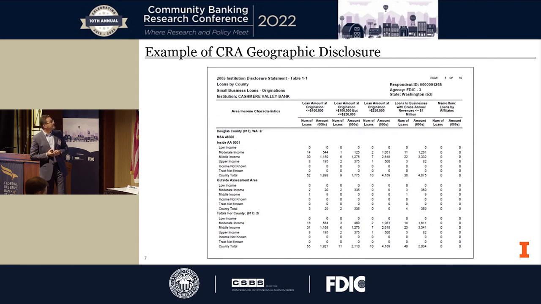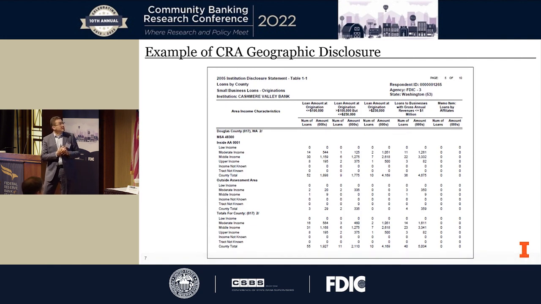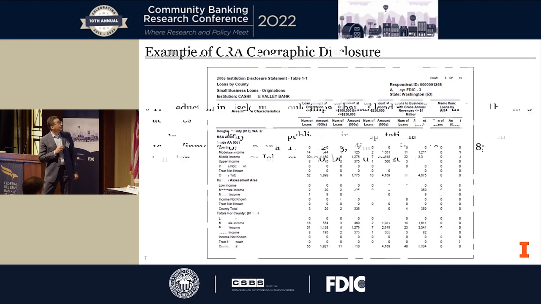So here is what that CRA disclosure looks like. This is in year 2005 by a bank called Kashmir Valley Bank. If you look at column number 4, we see the data in terms of loans to businesses with gross annual revenues of less than 1 million. These are small business loans. And we see the number of loans as well as the amount of loans in low income, moderate income, middle income, and high income areas. So basically in year 2005, some banks are exempted from the rule to disclose these numbers to the public. And that is the setting that we use in our paper.